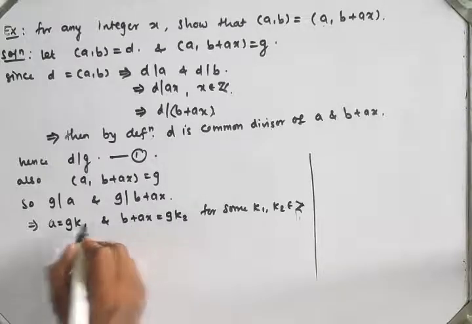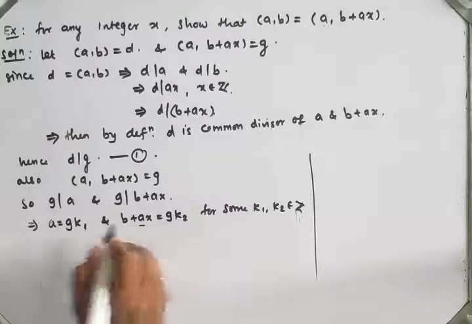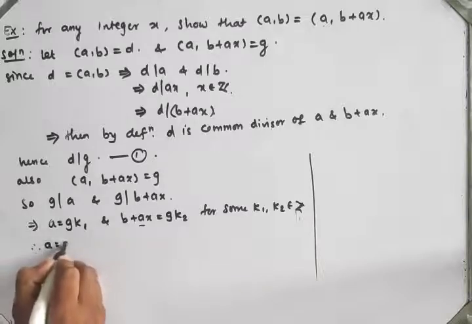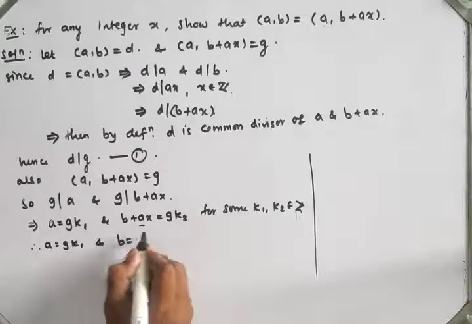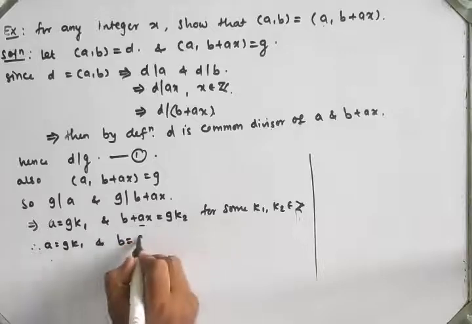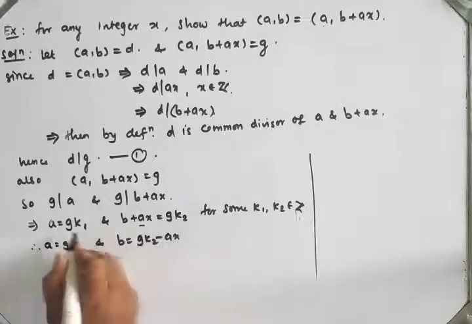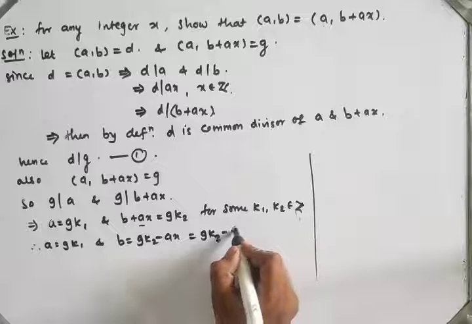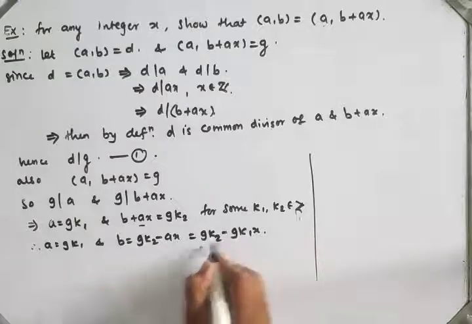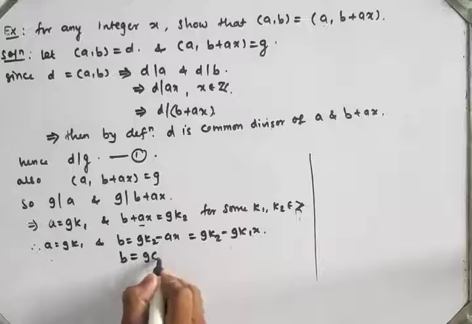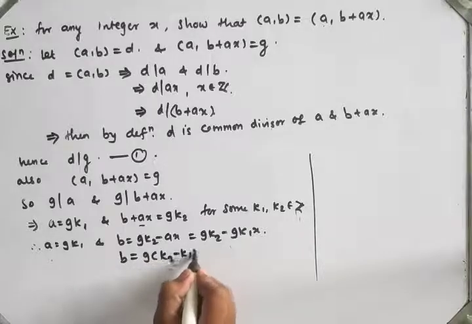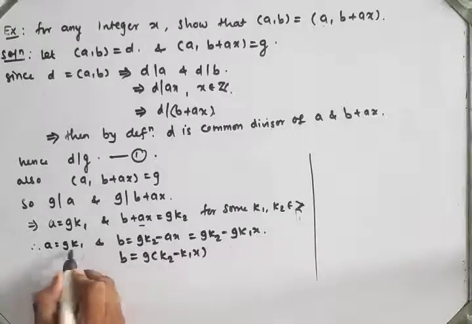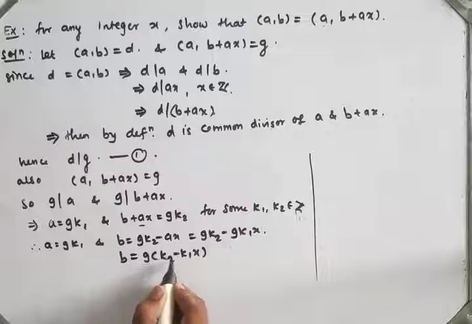So a is equal to gk1, and b plus ax is equal to gk2. I have the value of a as gk1, so I will substitute this value in the equation. So b is equal to gk2 minus ax, and the value of a is gk1, so b equals gk2 minus gk1 x. Taking g as common, b is equal to g into k2 minus k1 x.